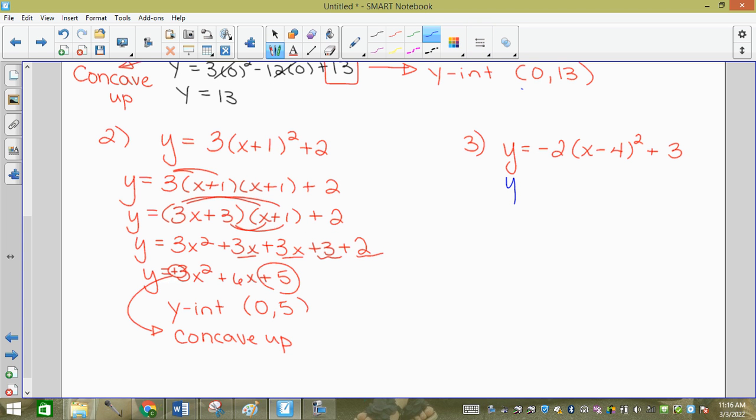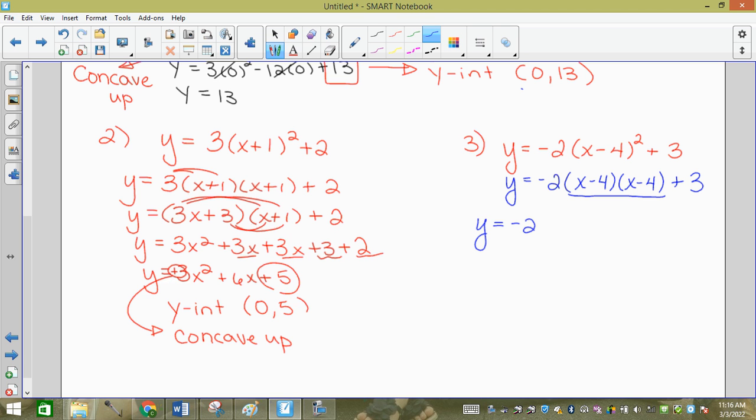So we get y equals negative 2(x minus 4)(x minus 4) plus 3. I'm going to do this the other way because I just didn't show you that both ways work. It doesn't really matter, right? So I'm going to FOIL these two first, just to prove that you can pick either method, and it doesn't matter, as long as you're not making a mistake.